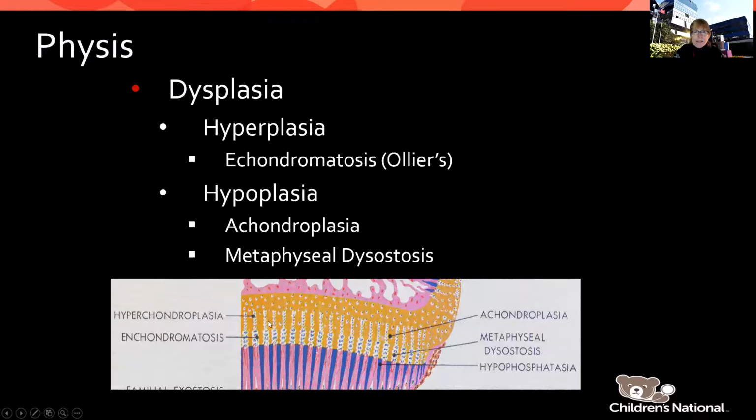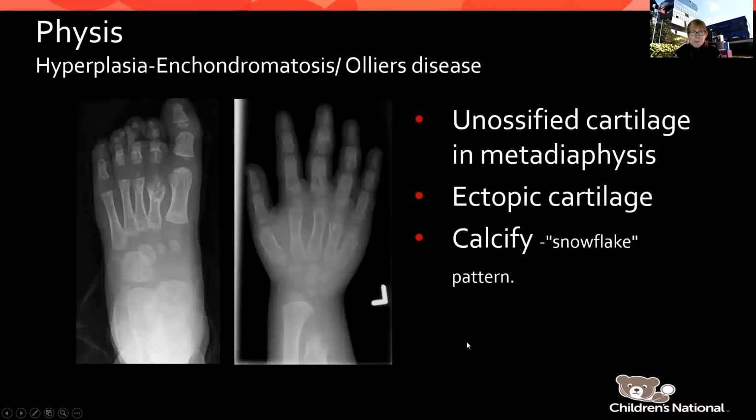Now with the physis, with hyperplasia, we can have the enchondromatosis, and with the hypoplasias, the whole achondroplasia group, and the metaphyseal dysostoses. So with overgrowth, they can look very bizarre, like this snowflake appearance to some of the cartilage. They can look very short or angled, and because they're somewhat asymmetric, you may not really be thinking initially that this is enchondromatosis.